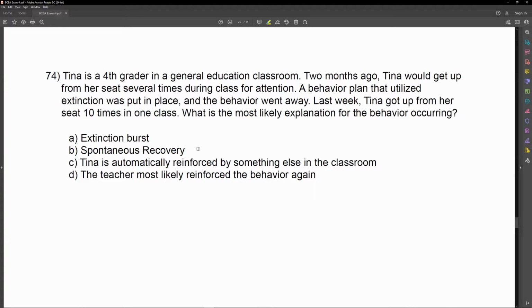When spontaneous recovery occurs, what's the best reaction? The best reaction is to utilize the same behavior plan that already worked. This is a predictable, typical outcome of a behavior that was put on extinction. It spontaneously recovers, and as long as we implement the same behavior plan that we did before, that behavior will quickly reduce back down. So B, we know, is our answer.